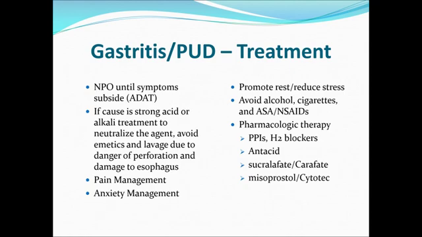Obviously, we want to avoid the big triggers: alcohol, cigarettes, your aspirin, your NSAIDs, and we're really going to amp up the medication therapy. It is not uncommon for these patients to be on a PPI and an H2 blocker, as well as antacids. Other medications we might use are sucralfate, Carafate, and that's all about trying to basically build up that mucosal barrier on top of the gastric cells. And also Cytotec. We'll talk more about those in class, but that one as well tends to have a protective effect on the stomach.